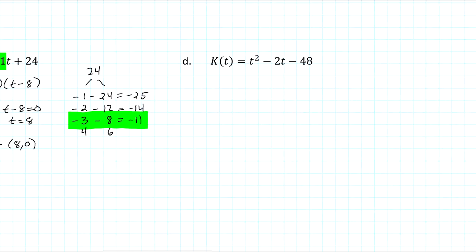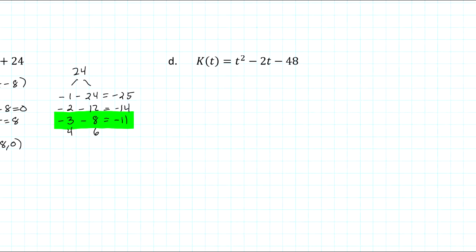Part D says capital K of t equals t squared minus 2t minus 48. We'll set this equal to two sets of parentheses being multiplied by each other. We have a t in the first position of each. We need to take the negative 48 and find its factor pairs, and find two numbers that multiply to be negative 48 and add to be negative 2.